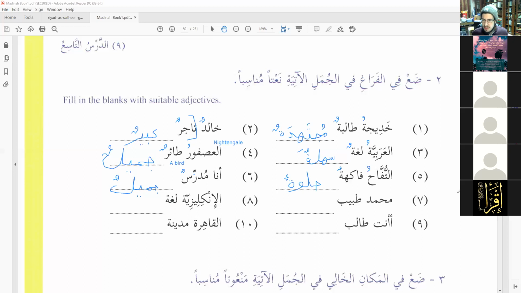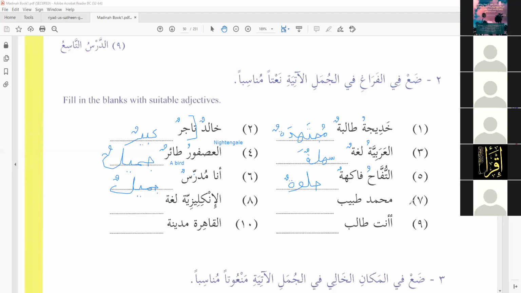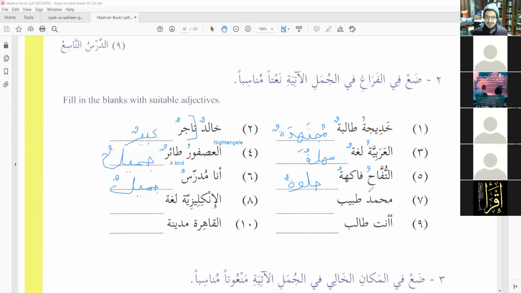Good. Number 7. Back to the Sayyids. Okay, so you want to do it or, no, you? You go ahead. Okay. Muhammadun tabibun jadidun. Very good. Excellent work. First time we've used jadid in this exercise. And Muhammad is a new doctor. Welcome, Muhammad. Ahlan wa sahlan.